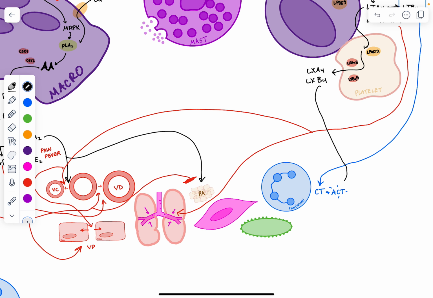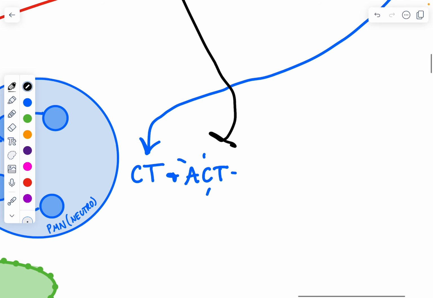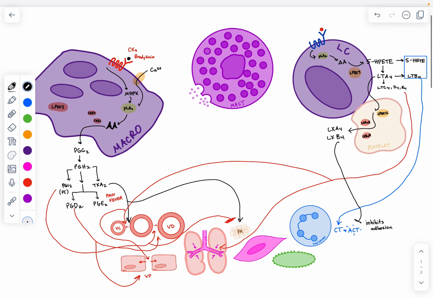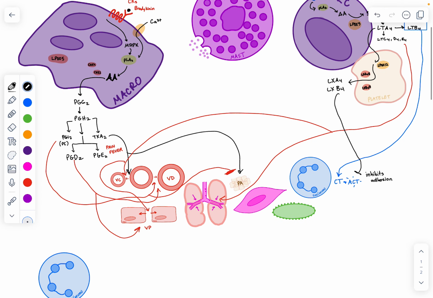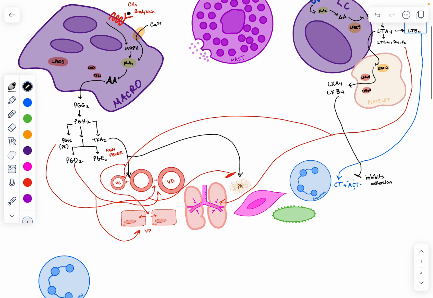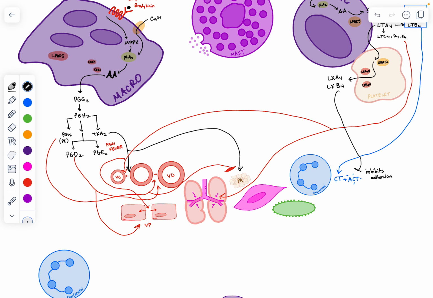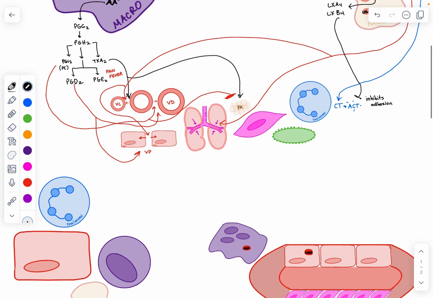So I'm going to go ahead and draw that out. This is going to inhibit neutrophil adhesion and activation. Just for clarity, I'm going to write out inhibits adhesion. So that is the lipoxygenase pathway. It has similar mediators to the cyclooxygenase pathway, but the end results are a little bit different, and they have a different effect on the body, specifically the downstream leukotrienes causing bronchoconstriction.